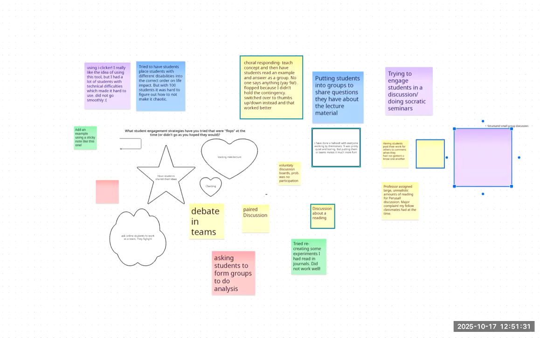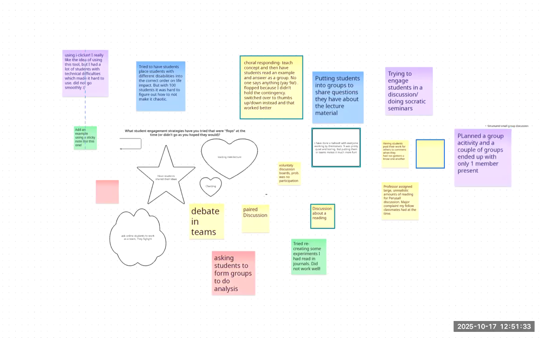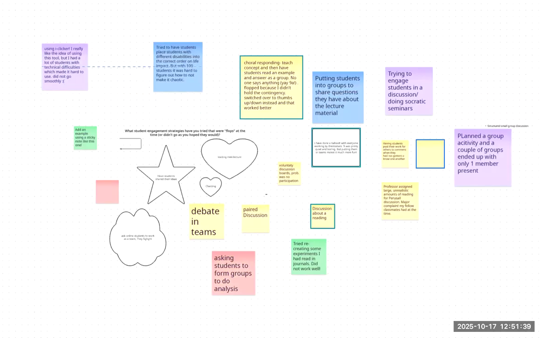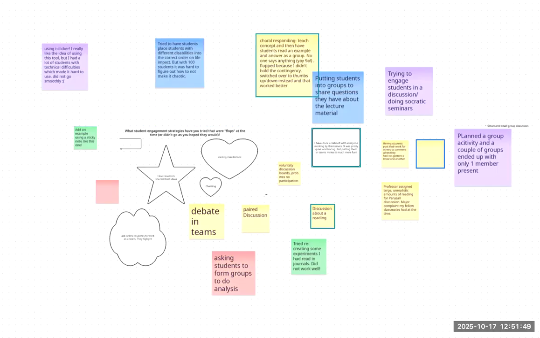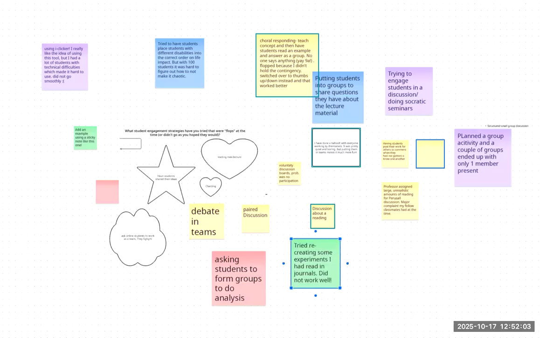Okay, so let's see. We have technical difficulties. We have maybe a little bit too much chaos. Here we have students who didn't want to say anything. Getting students to form groups to do analysis. So we're not sure why that failed. Tried recreating some experiments I had read in journals. That didn't work well.